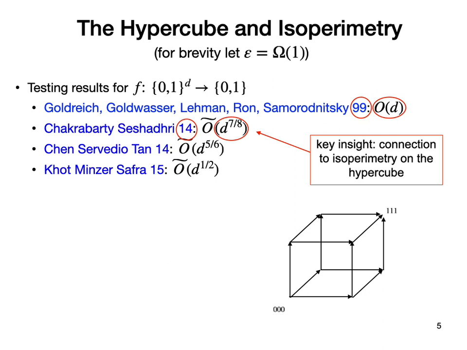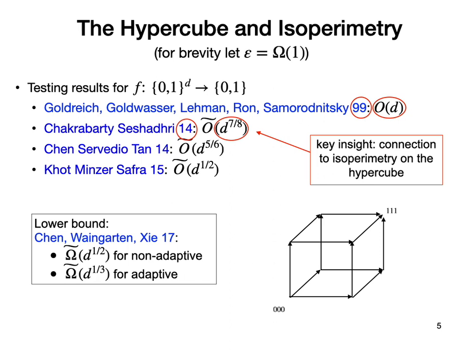And Khot, Minzer, and Safra, in a seminal paper in 2015, were able to push this observation further and achieve a square root d query tester, which turns out to be optimal among all non-adaptive testers. So Chen, Waingarten, and Xie proved this lower bound, and they also proved a d^(1/3) lower bound for adaptive testers.